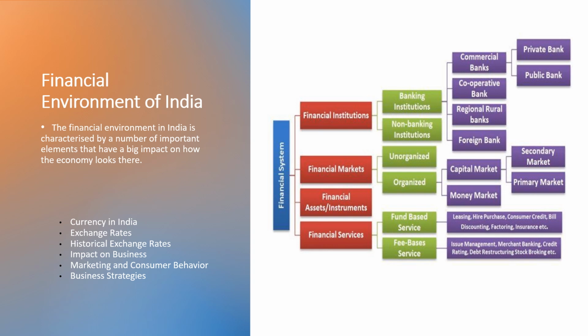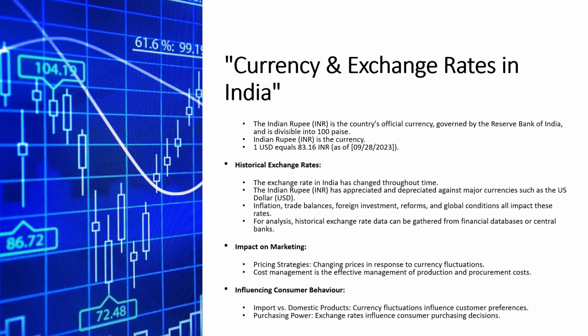The financial environment of India is characterized by a number of important elements that have a big impact on how the economy looks. The financial system is divided into four parts: financial institutions, financial markets, financial assets and instruments, and financial services. These are divided into separate banking systems and some fund-based and fee-based services, and also into other groups like commercial banks, cooperative banks, regional banks, foreign banks, and unorganized or organized capital markets. All of these come under the financial system of the market.